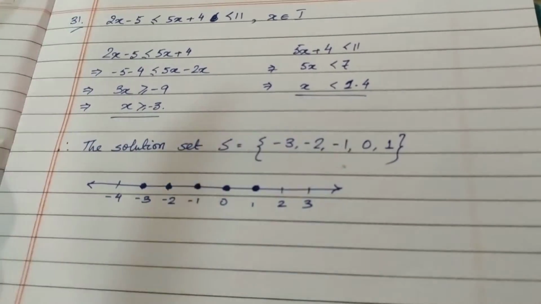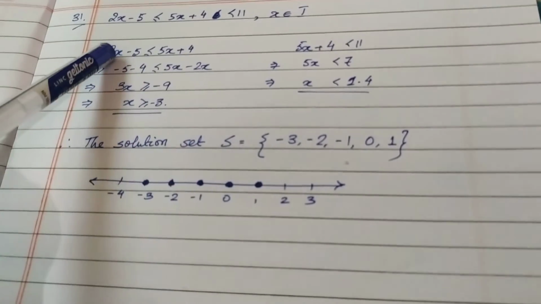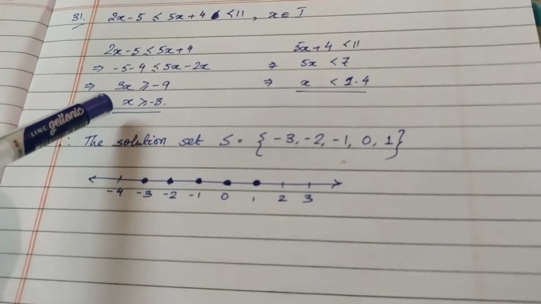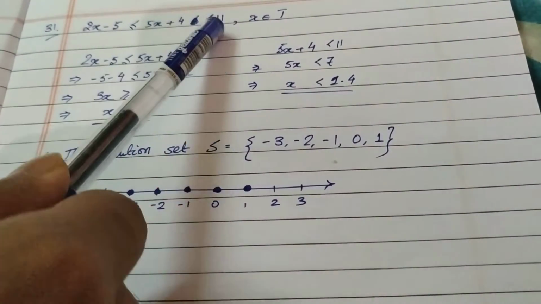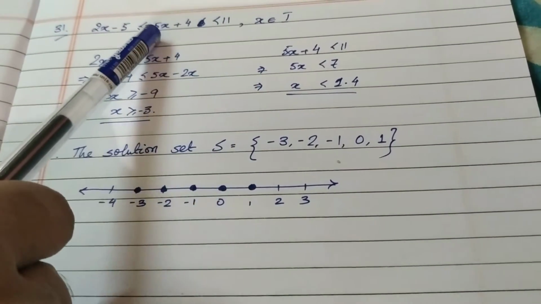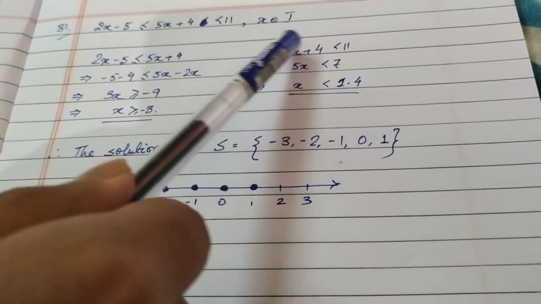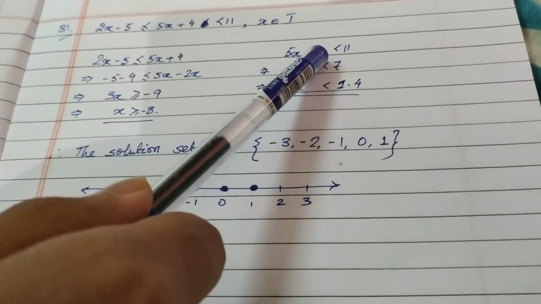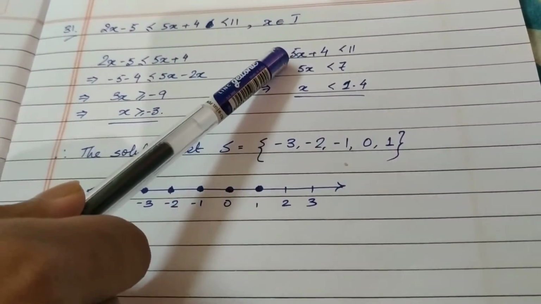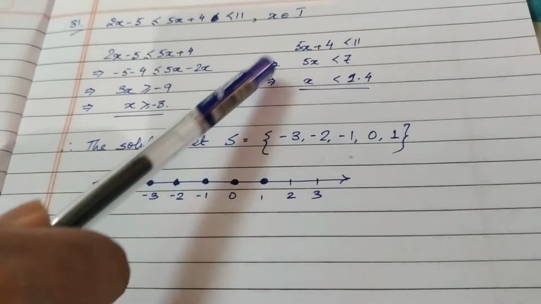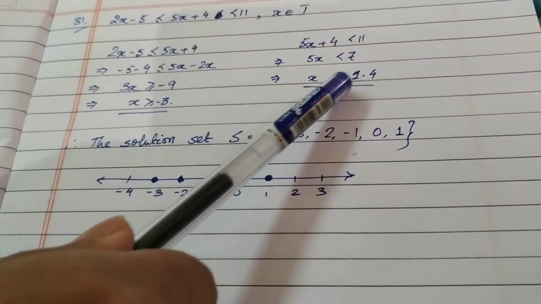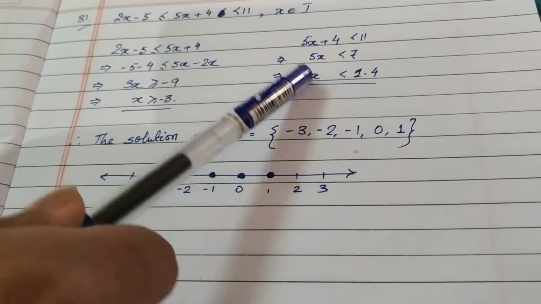Now you can do this either way, you can take 5x to this side also, it will give you the same answer, it does not matter. Similarly, we solve the other part of the combined inequation, we get 5x plus 4 is less than 11, so we take 4 to this side, and we have 5x less than 11 minus 4, which is 7. Dividing both sides by 5, we have x less than 1.4.